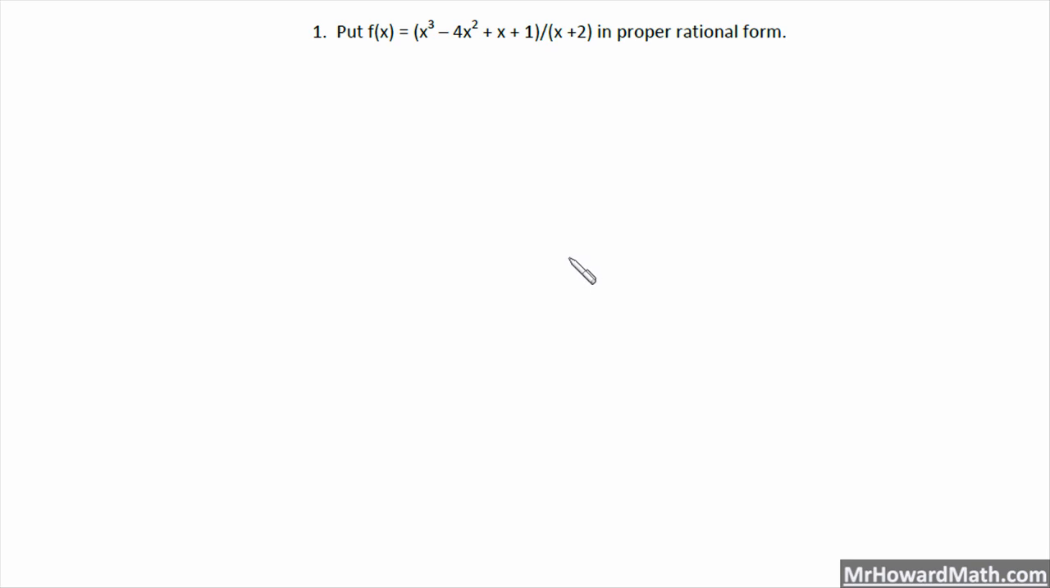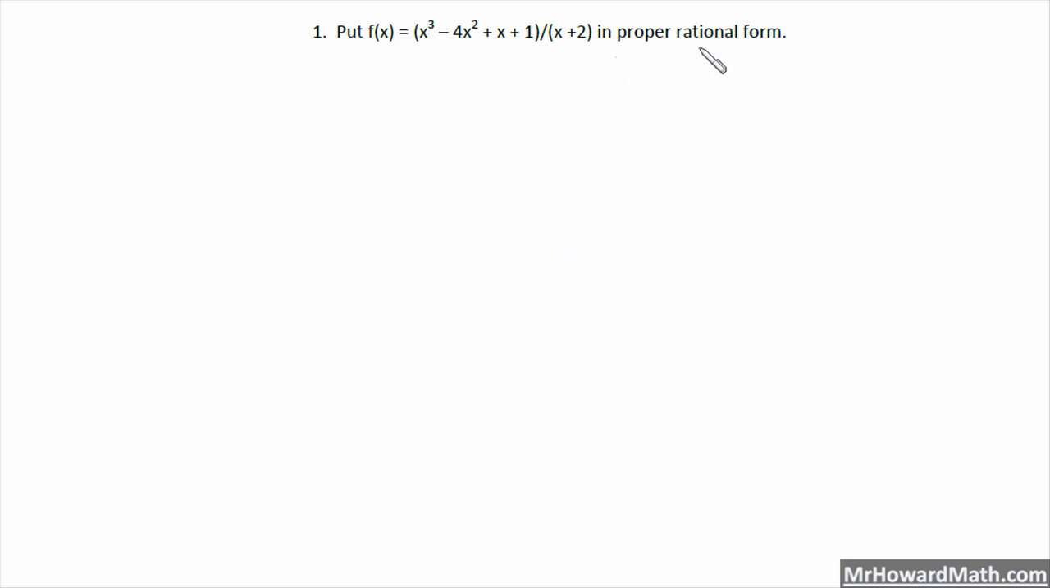Alright, this is the start of your Unit 10 review. I'll put this in several videos and we'll start with problem 1. So it says put f of x equals x cubed minus 4x squared plus x plus 1 all over the quantity x plus 2 in proper rational form.